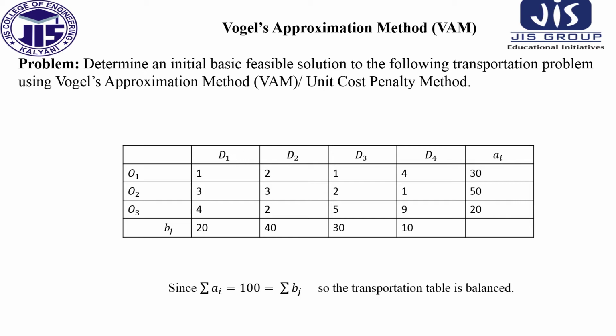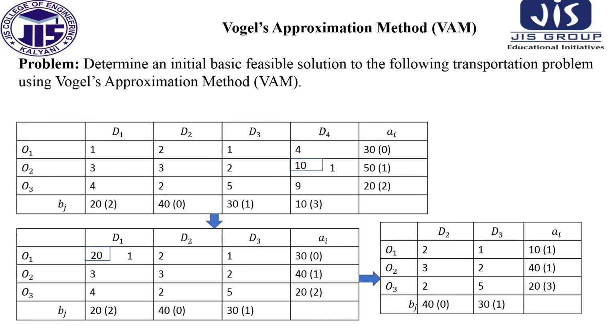So in this table, first of all you have to check whether this is balanced or not. Summation of ai equals 30 plus 50 plus 20, this is 100, and summation of bj equals 20 plus 40 plus 30 plus 10, this is also 100. So the transportation table is balanced, so we can apply VAM. I am illustrating VAM step by step here.